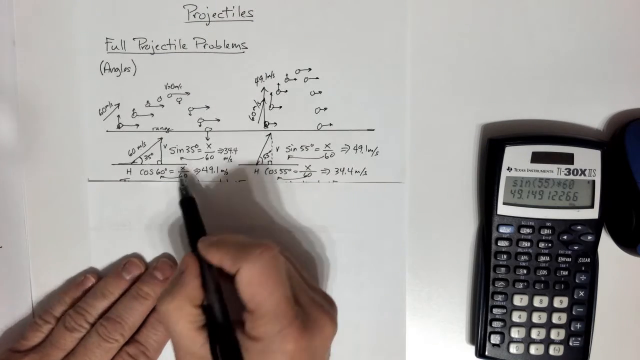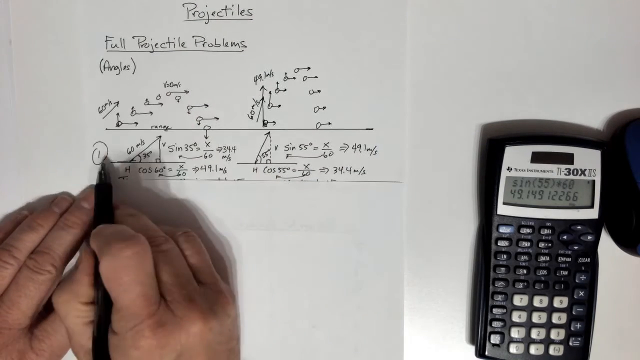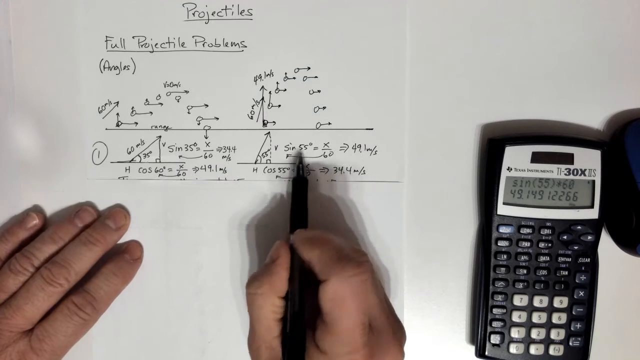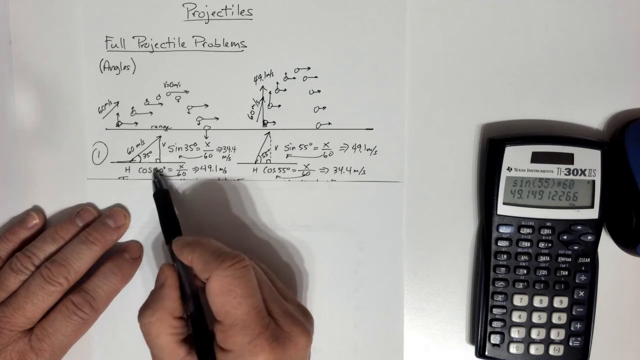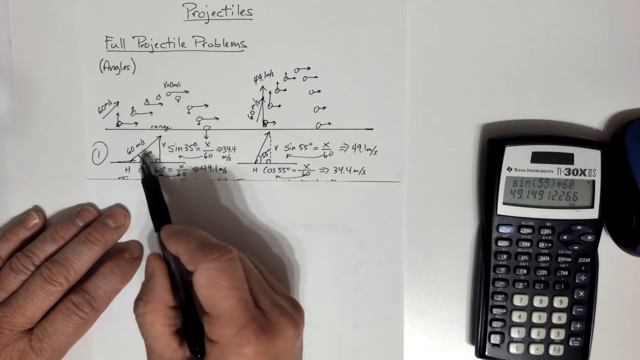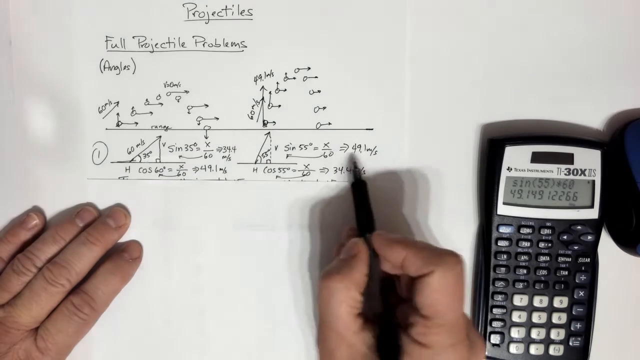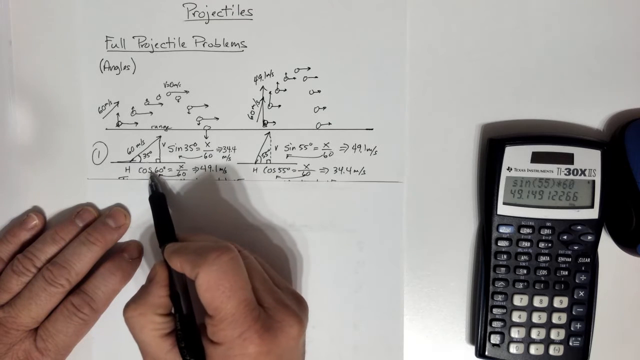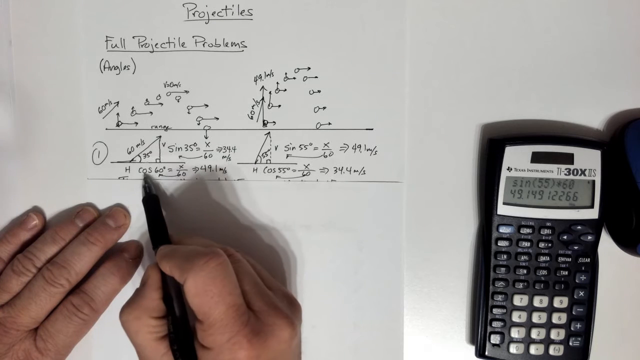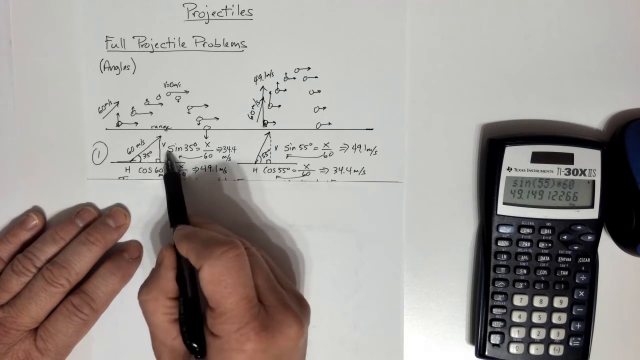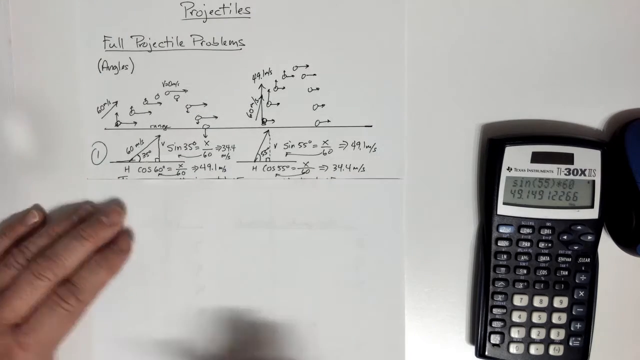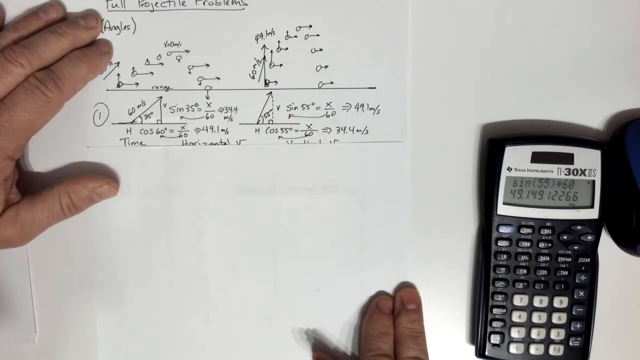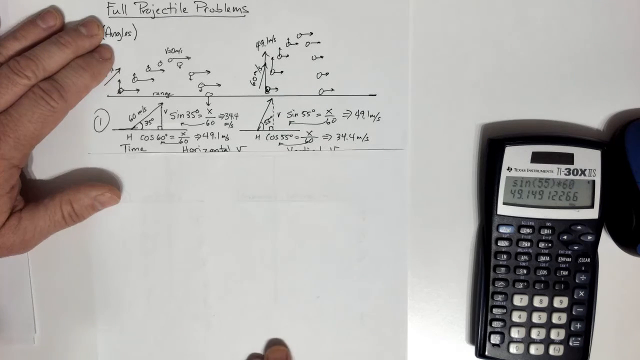This is the first thing you must do every single time on these problems: break the original speed into its two pieces based on the angle of the projectile. All you're always going to use is cosine and sine. Cosine will get you the horizontal and sine will get you the vertical. It's the same process every time. That's the first thing we need to do. Then we can actually analyze all of the motion.